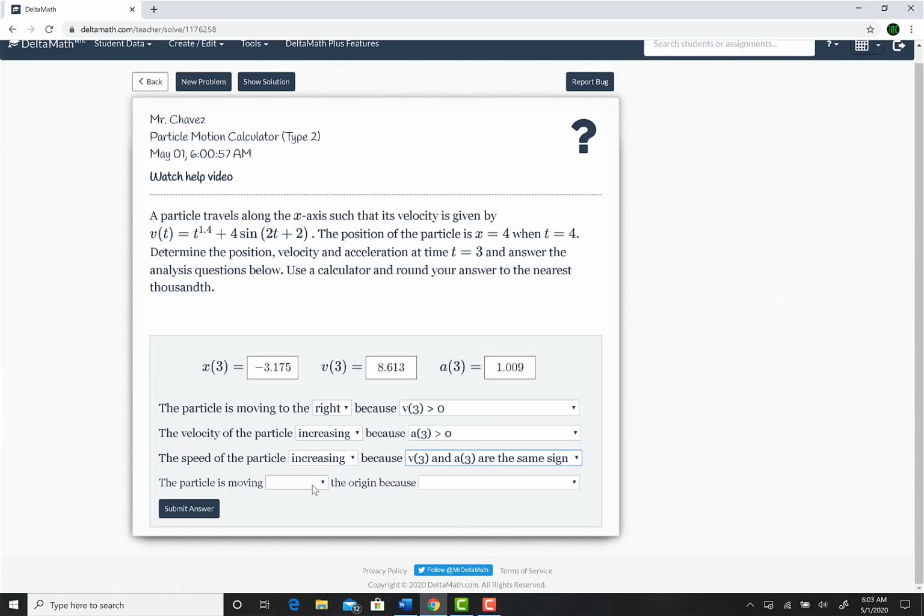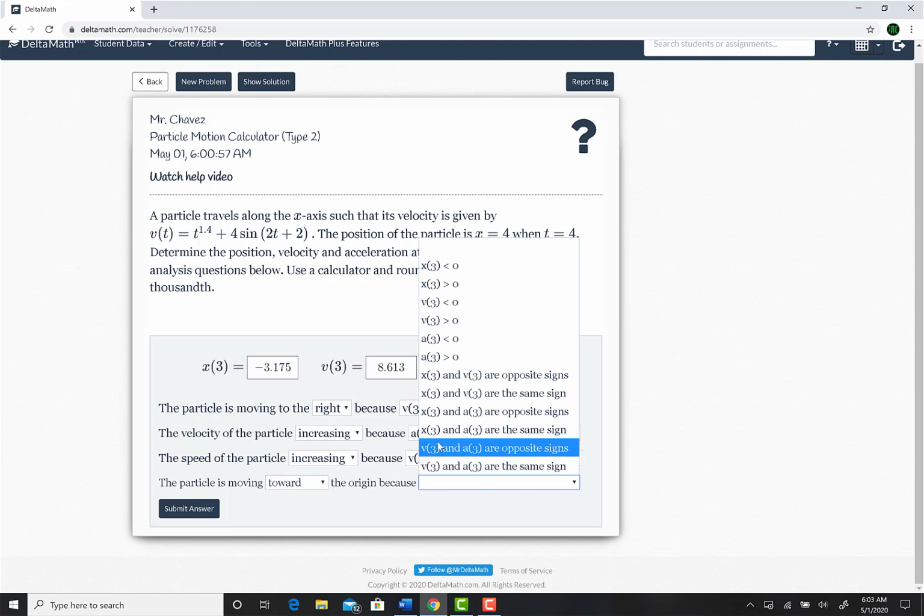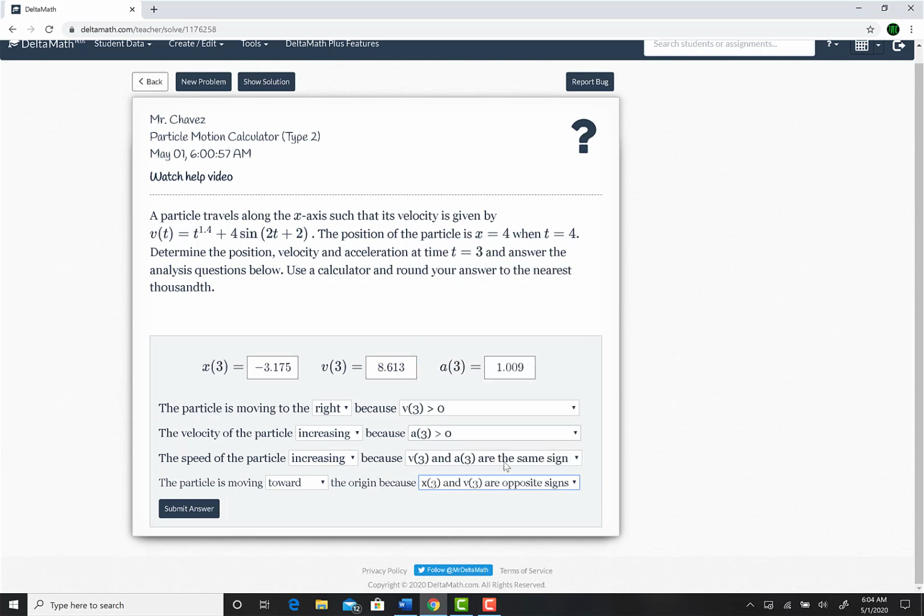The particle is moving, okay, the origin is 0. Right now I'm to the left of the origin, negative 3.175 is the position. So I'm moving toward the origin because the velocity is positive and my position is negative. If velocity is positive, you're moving to the right, but I'm to the left of the origin. So hence we're moving towards the origin. So you could say opposite signs. So let's look for that. X of 3 and V of 3 are opposite signs. Bam. So there it is.